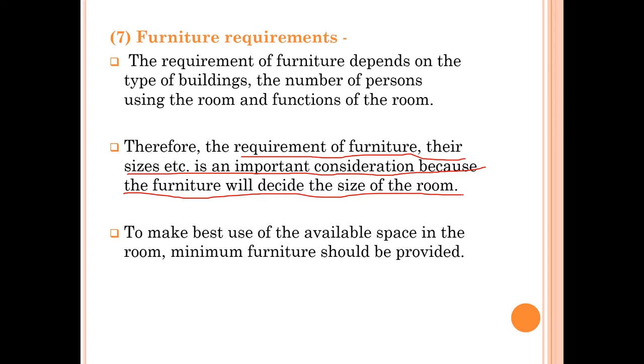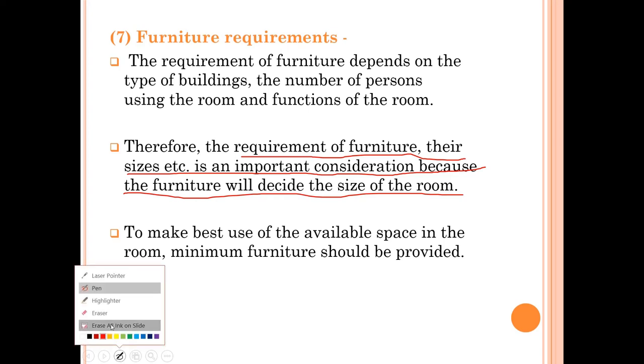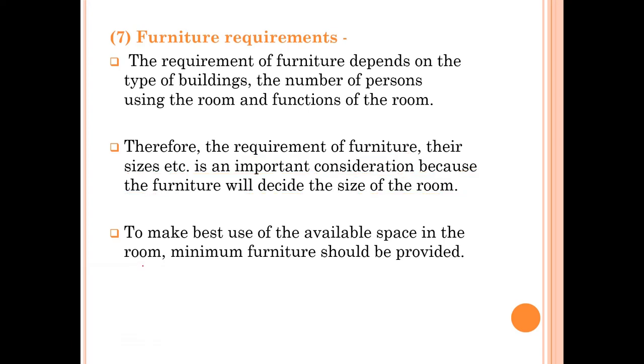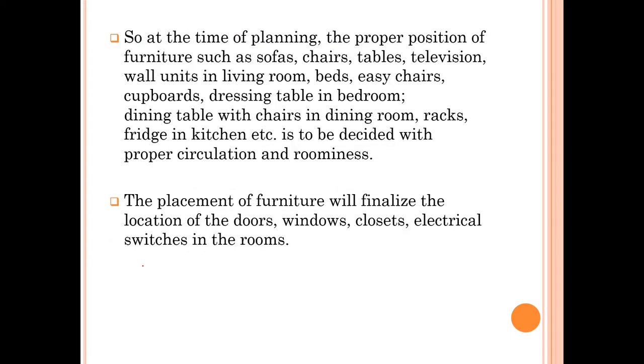To accommodate that size of furniture in a particular room, we have to provide a room size accordingly. Even after accommodating that furniture, there should be enough space for circulation. Those things we need to take care of. So this is the furniture requirement. To make the best use of available space, the minimum furniture should be provided.